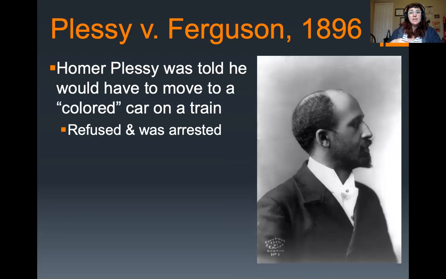And just like Rosa Parks, this was a planned action. It wasn't something he just did. He was actually supported by an organization we'll talk about in a minute called the NAACP to basically make a test case to try and get these Jim Crow laws overturned.